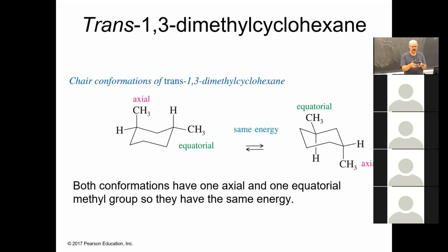In the trans 1,3, we have one axial methyl and one equatorial. When I do the conformational ring flip, I bring this carbon down and this one up. What was equatorial now becomes axial. What was axial now becomes equatorial. So in both forms, we have one axial, one equatorial. So these have the same energy, and there's no preference of one for another, unlike the cis.